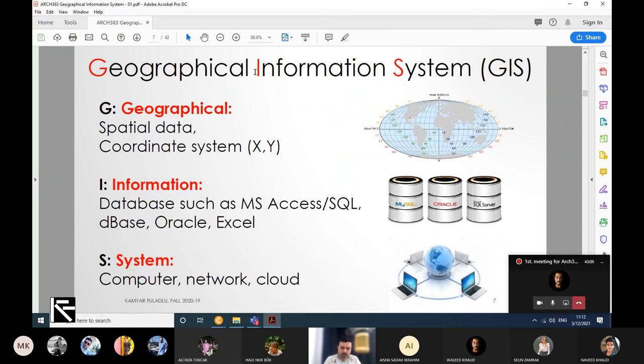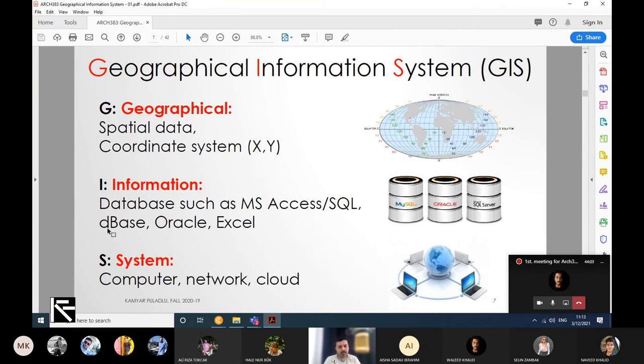We have information. We are going to work with the information. Where is the information coming from? Our data. We learned that information develops through the process of the data. And we need to keep our data and information somewhere, in a database. It could be Microsoft Access, it could be Microsoft SQL, it could be, let's say, a text file even. A text file is a very simple database. It could be in dBase, Oracle, Excel, and any other available active database type.